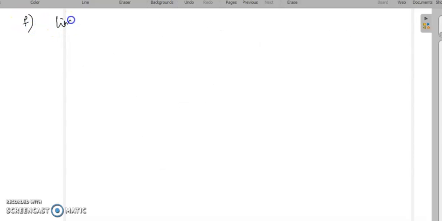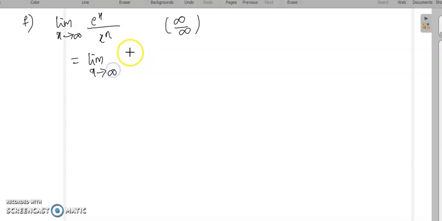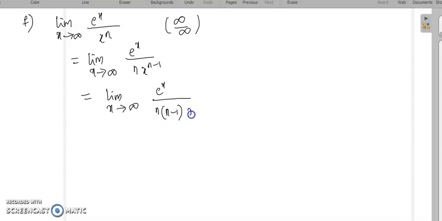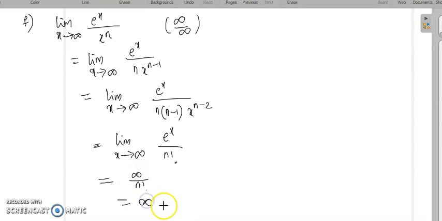And similarly, let us look at limit x tends to infinity e raised to x by x raised to n, which is again in infinity by infinity form. By L'Hospital rule, the derivative of the denominator is n into x raised to n minus 1, so that will be limit x tends to infinity e raised to x by n into n minus 1 x raised to n minus 2. So continuing this way, you will get limit x tends to infinity e raised to x by n factorial. When you take the limit, that will be infinity by n factorial, which is equal to infinity.